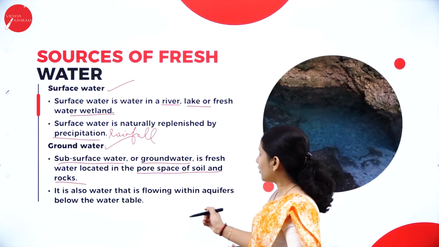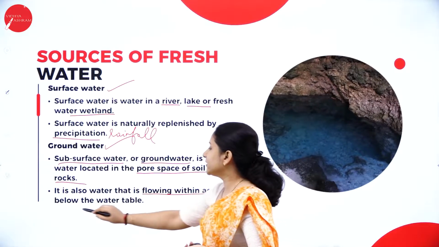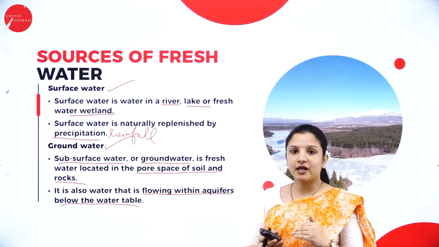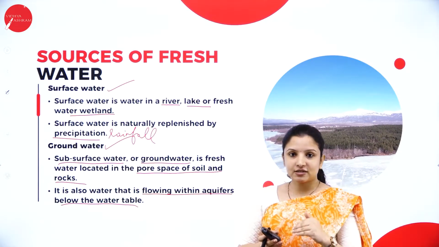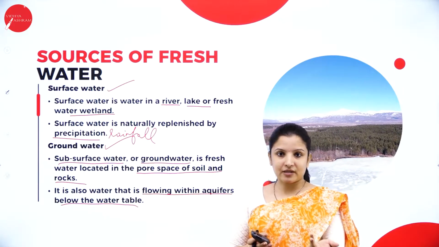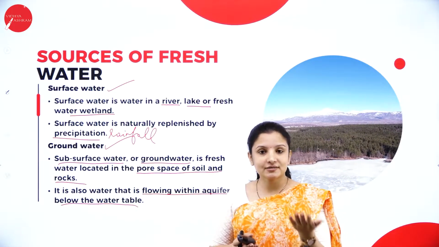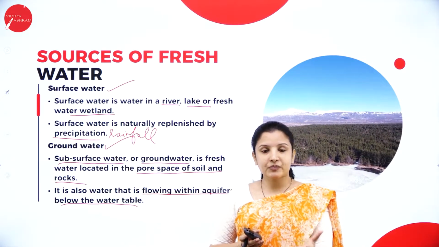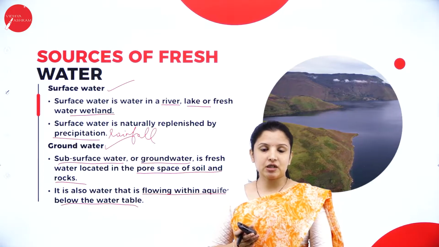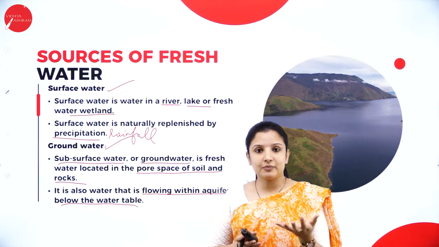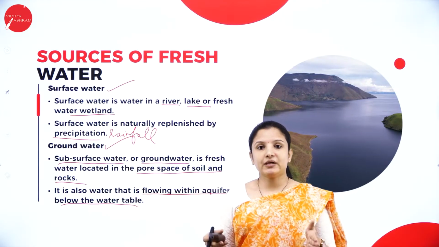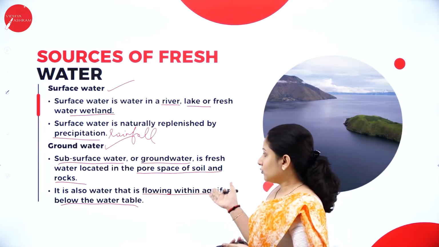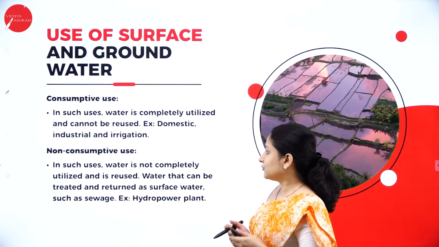And it is also the water that is flowing within the aquifers below the water table. So underground, below the water table also, there is water that is flowing. The best example is springs, right? Another best example is well water. It is groundwater because we dig the well, and there the water will start bubbling out. That is from below the surface of the earth, from the aquifers, the water will start bubbling out. So that is the place where we build a well so that the water gets collected in the well. That is nothing but groundwater, and it is also called subsurface water.